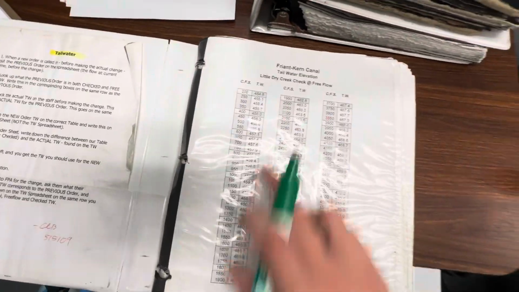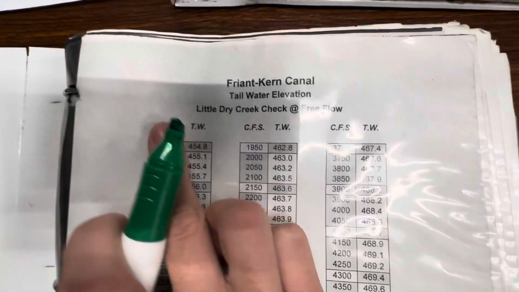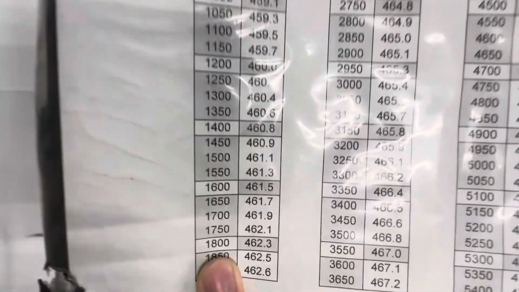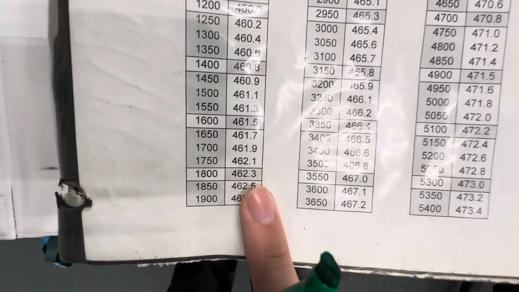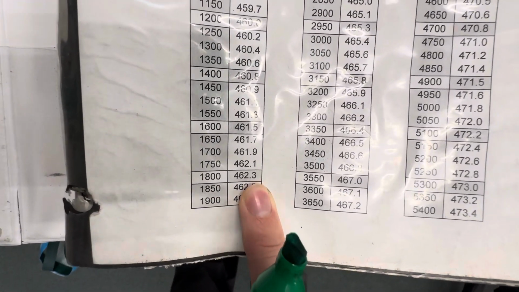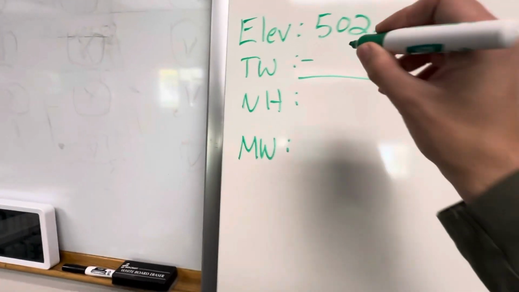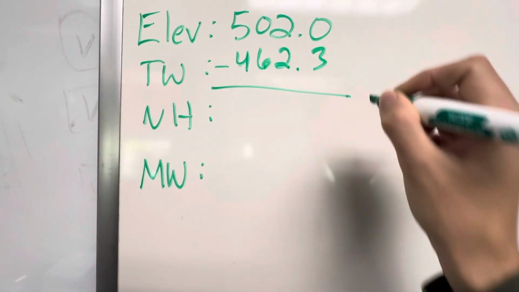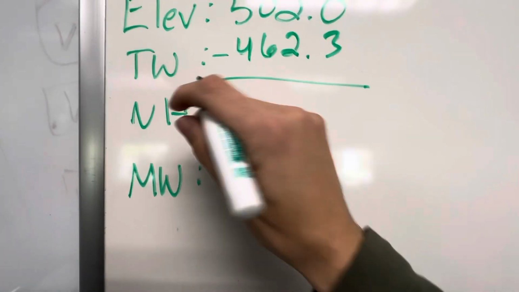You need to find the total order number on the left. We have CFS, and we're going to look for the total, which is 1,800. 1,800 is somewhere in here. It's right there. And our tailwater for 1,800 is 462.3. Okay. Now we subtract them.